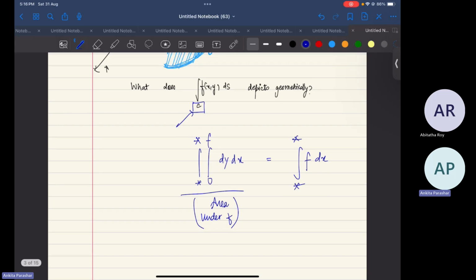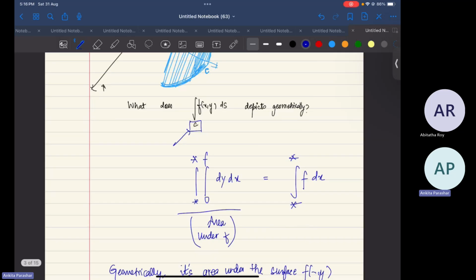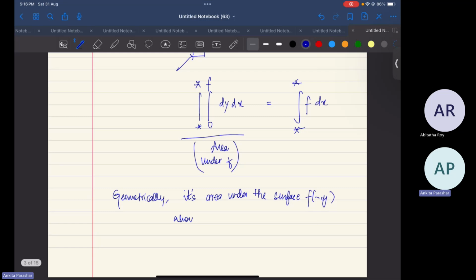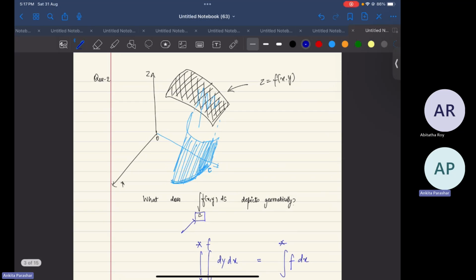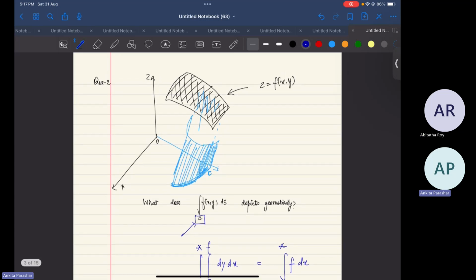So geometrically it is the area under the surface f(x, y), or the sheet, whatever I'm saying here, f(x, y), along the curve. I hope this has some meaning, like it says something at least, that this is not just any integral, but it has a meaning behind it.